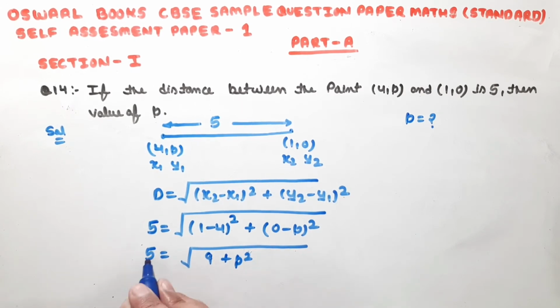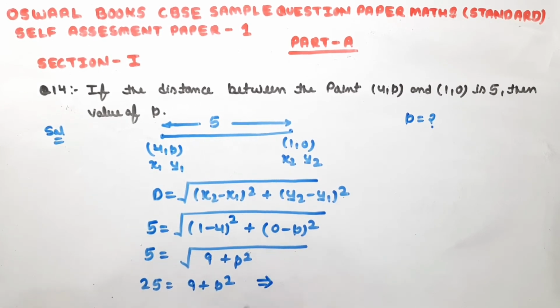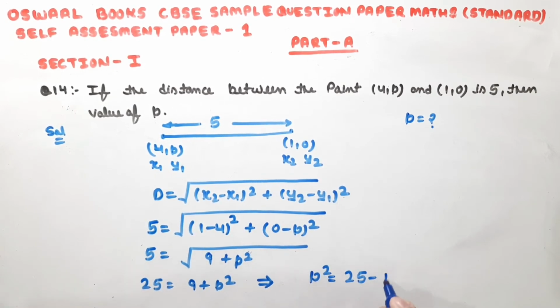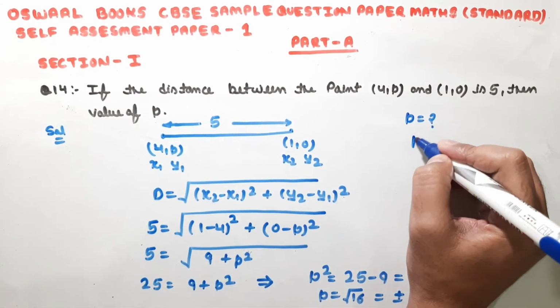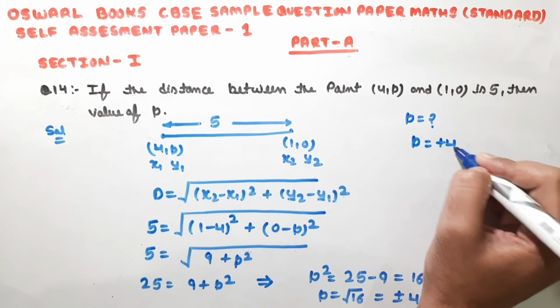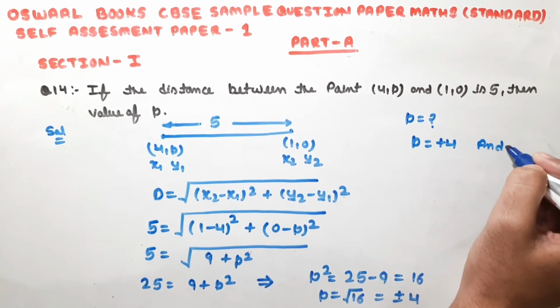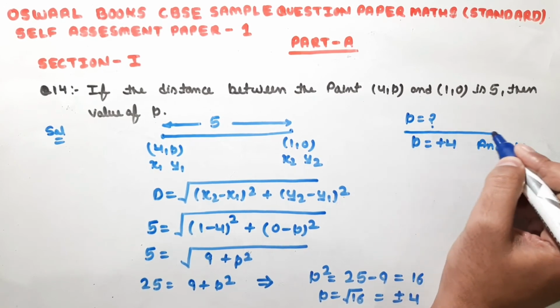Squaring both the sides, 5 square will be 25 and the root will be cancelled out by the square, so 25 equals 9 plus p square. From here p square will be equal to 25 minus 9, that is equal to 16. So from here p will be equal to under root 16, that is equal to plus minus 4. So the value of p is plus 4 and minus 4. This is our answer.